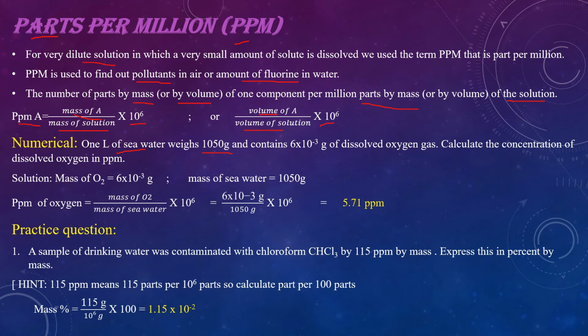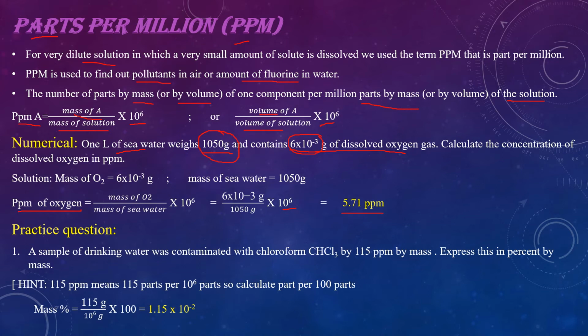and contains 6 into 10 raised to power minus 3 gram of dissolved oxygen. So here the amount of solute is 6 into 10 raised to power minus 3, and the weight of the solution is 1050 gram. So the ppm of oxygen is equal to mass of oxygen, that is 6 into 10 raised to power minus 3, divided by mass of solution, that is 1050 into 10 raised to power 6, that is 5.71 ppm.